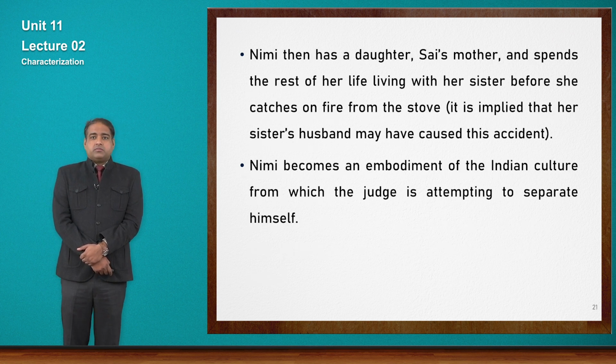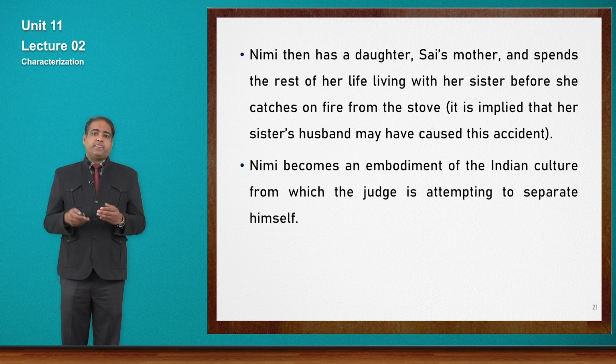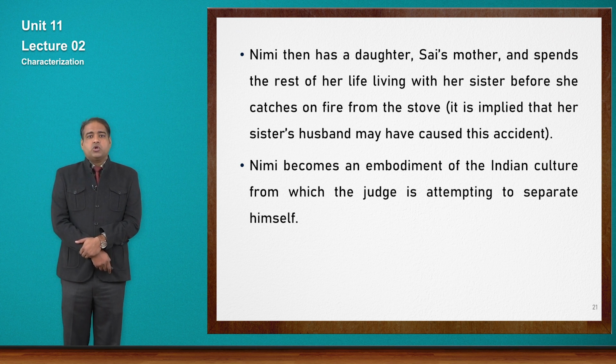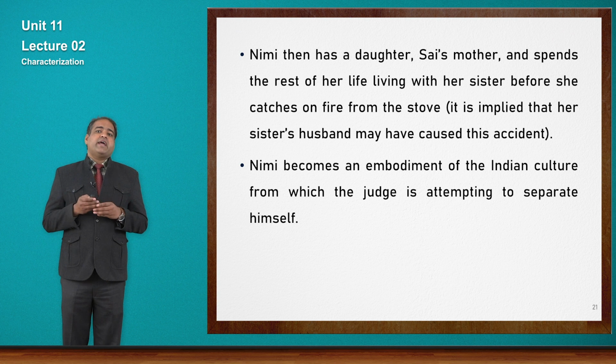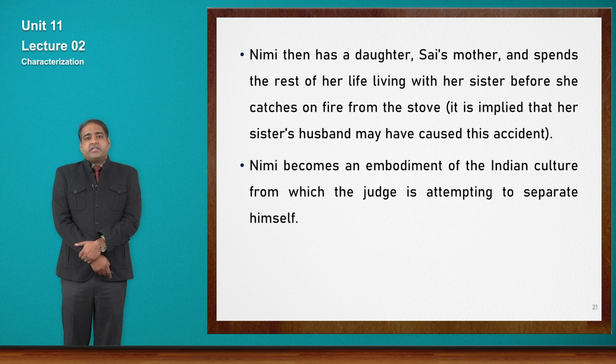Nimmy then has a daughter, Saeed's mother, and spends the rest of her life living with her sister before she catches on fire from the stove. It is implied that her sister's husband may have caused this accident. So Nimmy was abandoned, then she started living with her sister, and we can assume that the husband of Nimmy's sister did not like Nimmy's presence at his house. So he created an accident where Nimmy is burnt, shown as an accident, but he set a fire on her.